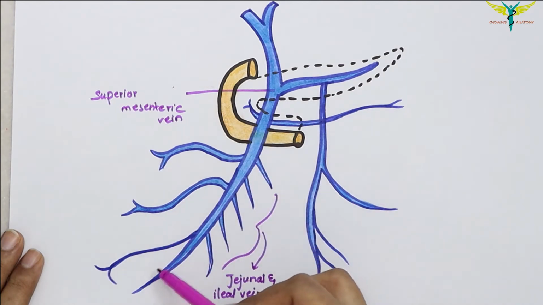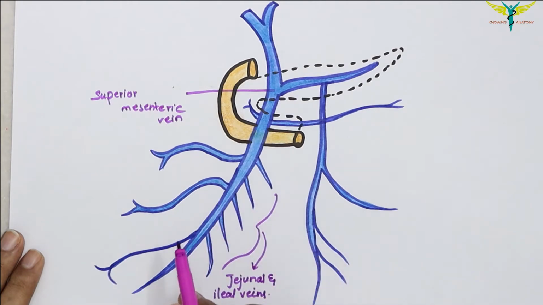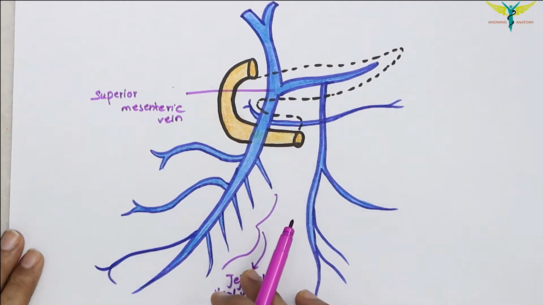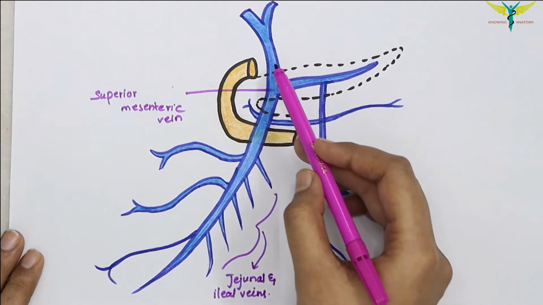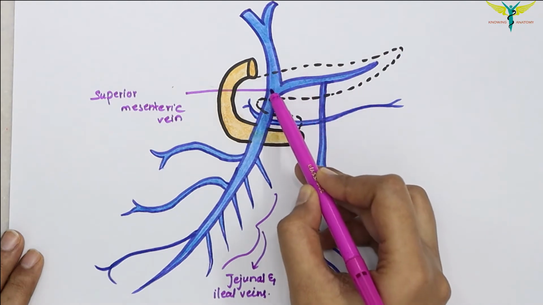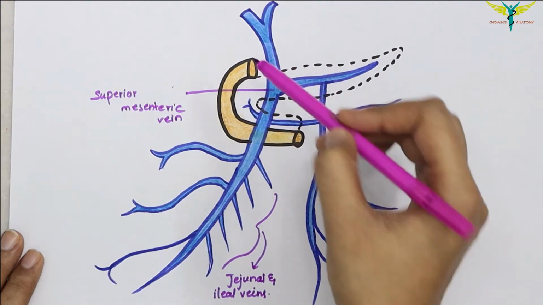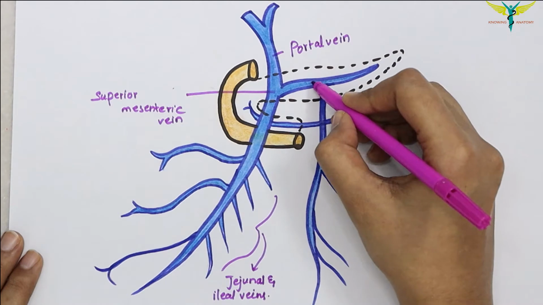It runs upwards and accompanies the superior mesenteric artery. For a video on the superior mesenteric artery, you can click on the I button. And this vein lies at the right side of the artery. This superior mesenteric vein terminates behind the neck of the pancreas by joining the splenic vein to form the portal vein. This is the portal vein and this is the splenic vein.